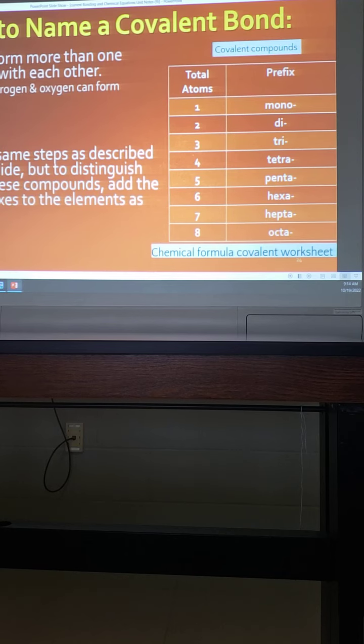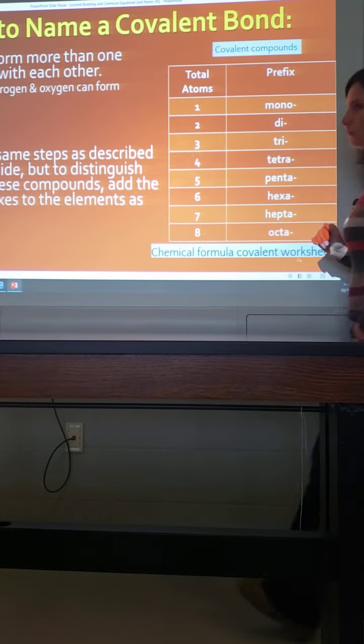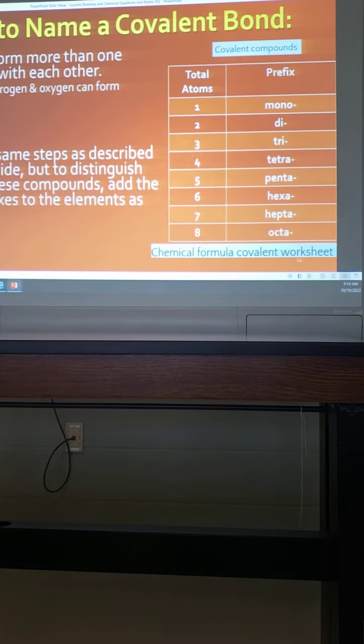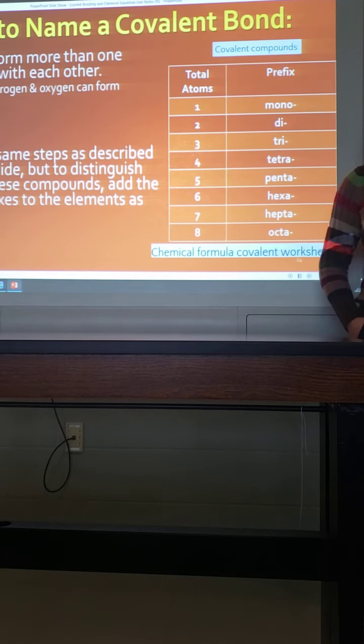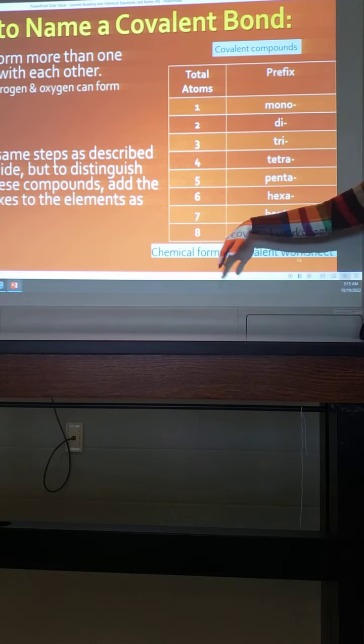We have to use the Greek prefixes to match the corresponding subscript. So, if it has a subscript of 1, then it's just mono. Sometimes, like carbon monoxide, you will hear that. A lot of times, the mono is not even included. All right, so I will accept either way. If you put it, that's fine. If you don't put it, that's also fine. Now, the rest of them, you have to put them.